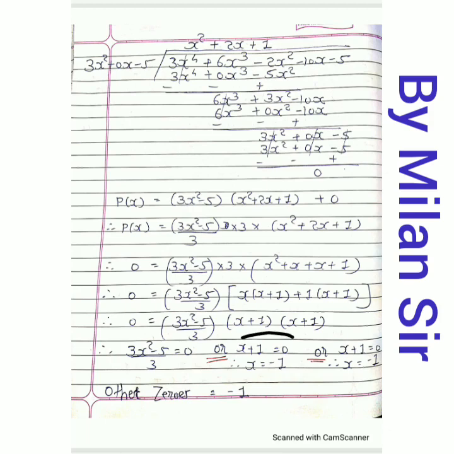That is x plus 1 equals 0. So transfer 1 to the right hand side. That means x equals minus 1. And same thing here. Again transfer 1 to the right hand side. X equals minus 1. So two zeros we already know, and our other zeros are minus 1 and minus 1. But both these zeros are the same. So I have written here my other zeros equal to minus 1.